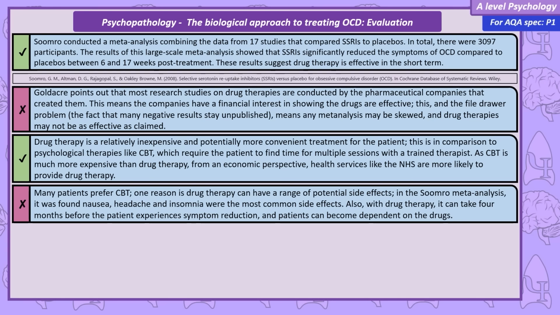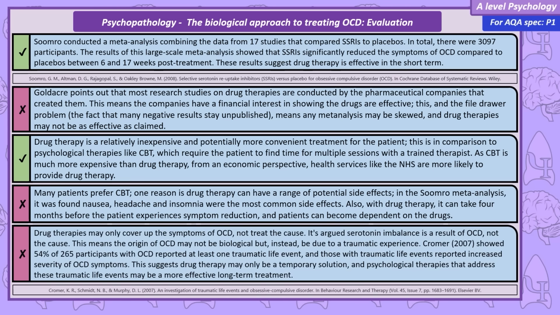There are other reasons drug therapy is not preferred by patients. The desired effects of the drugs, the symptom reduction, can take up to 3 to 4 months, and patients can ultimately become dependent on the drugs. And finally, drug therapies may be only treating the symptoms of OCD, not the cause. Serotonin imbalance could be due to other biological processes, or the origin of OCD may not be biological at all, but due to a traumatic experience.